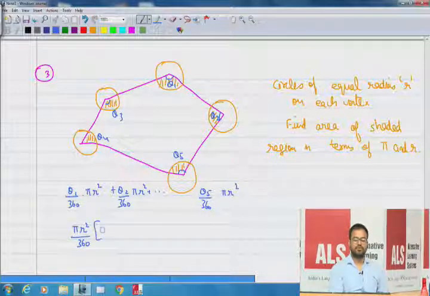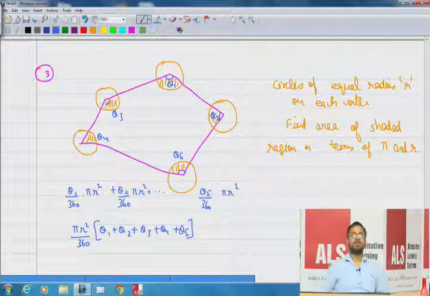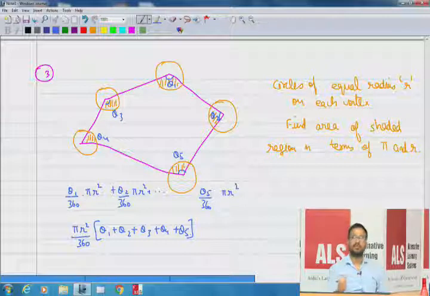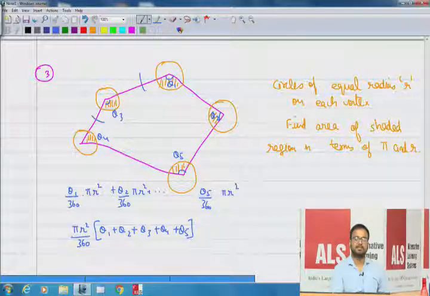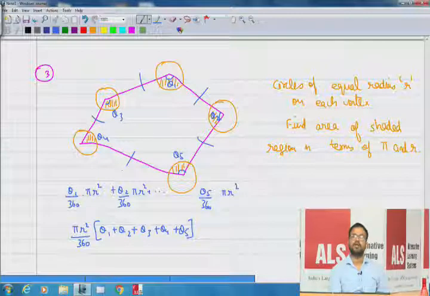So you are left only with theta 1 plus theta 2 plus 3 plus 4 plus 5. Now you only have to find the value for the sum of all the theta. And this sum of all the theta from theta 1 to theta 5 is nothing but the sum of all the internal angles of this polygon. And this polygon is a 1, 2, 3, 4, 5, 5-sided polygon.